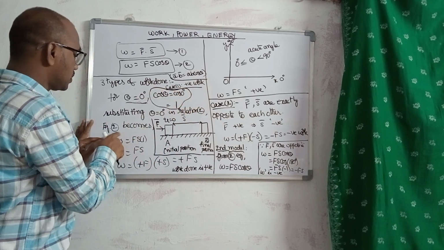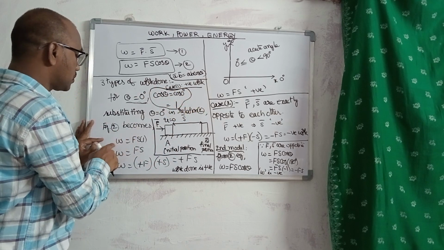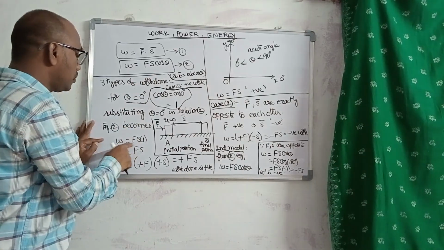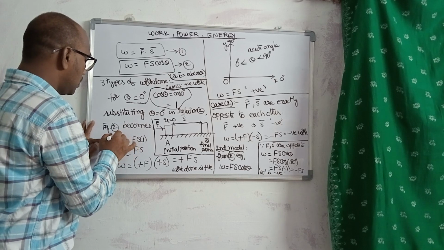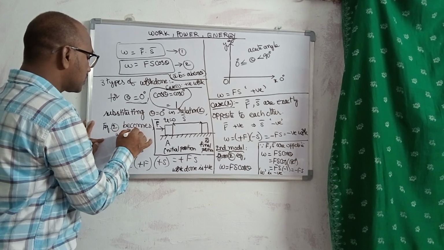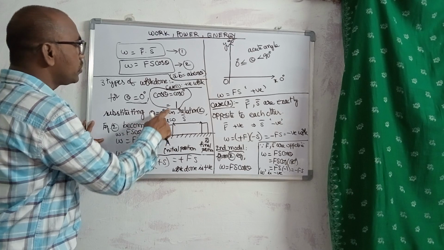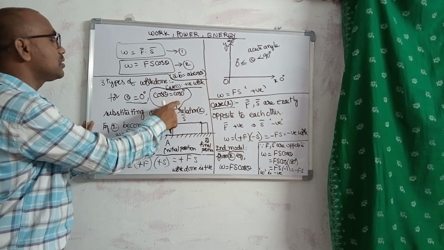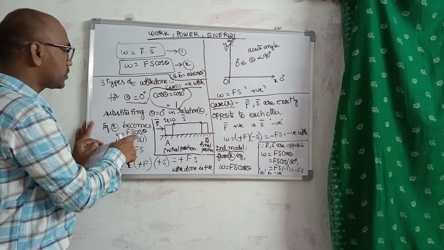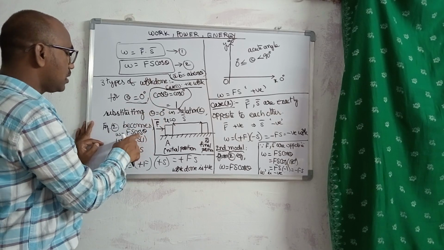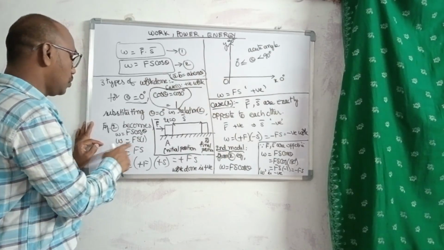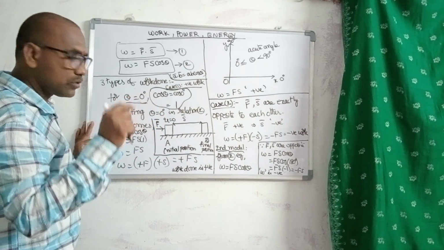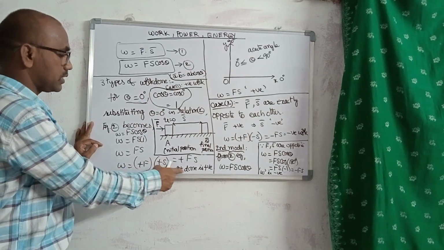Now take this formula, equation 2: W equals Fs cos theta. We have already found that cos theta equals cos 0 equals 1, so I am directly substituting cos theta as 1. So W equals Fs into 1, W equals Fs. F into S is nothing but work done. So work is positive in this case.